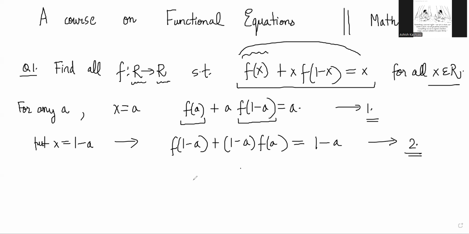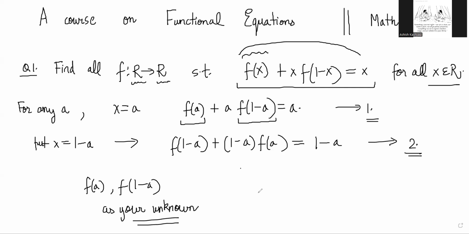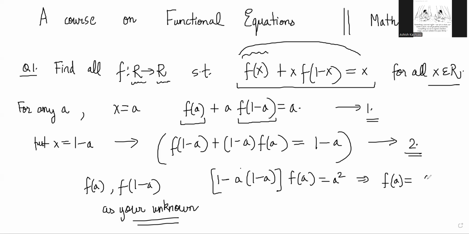Now with these two equations, think of f of a and f of 1 minus a as your unknowns and just solve the system of equations to find f of a, right? It is very easy to solve this system of equations. You need to eliminate f of 1 minus a. So what I would do is multiply the second equation here by a and subtract it from the first equation. If you do a little bit of algebra, you will end up with this situation: (1 minus a) times (1 minus a) f of a is equal to a square, which implies f of a is equal to a square over 1 minus a plus a square.